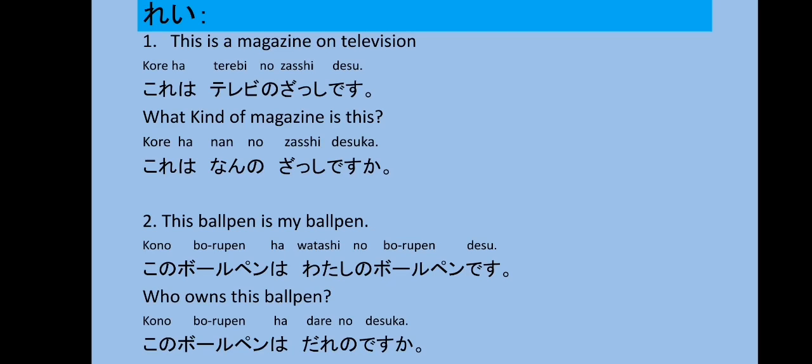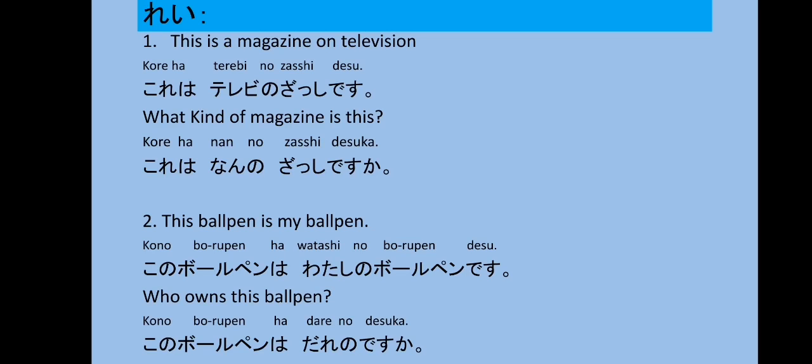So sa same sentence, paano kung it's about flamingos? So, kore wa flamingo no zasshi desu. Paano kung tungkol siya sa makeup? Kore wa makeup no zasshi desu. Paano kung tungkol siya sa life? So, kore wa raifu no zasshi desu. The same principle.